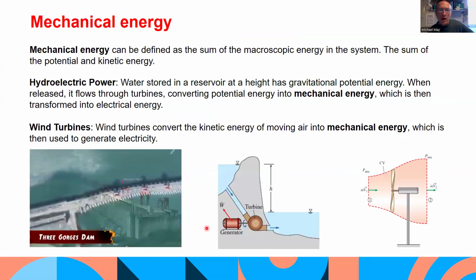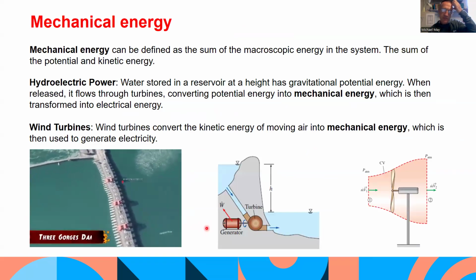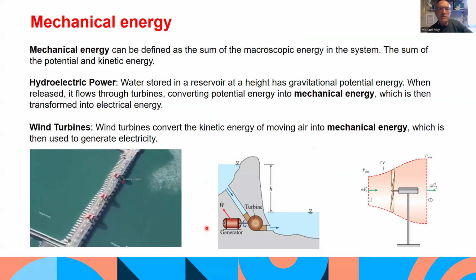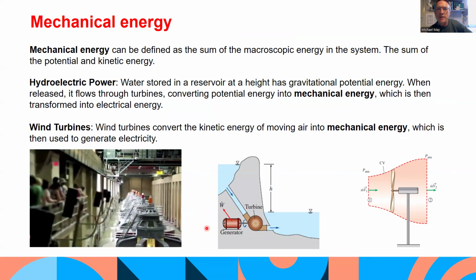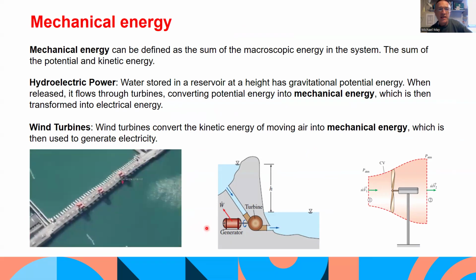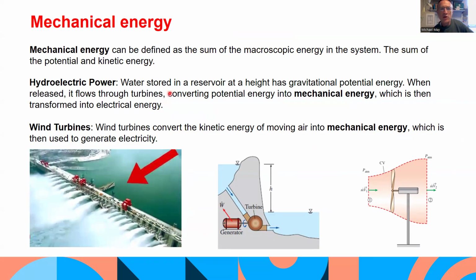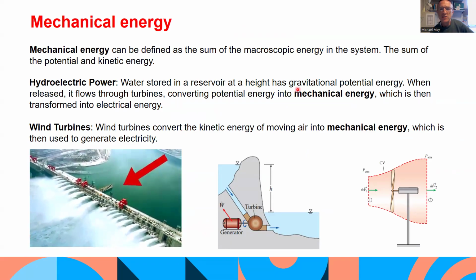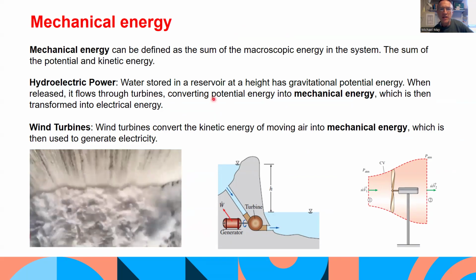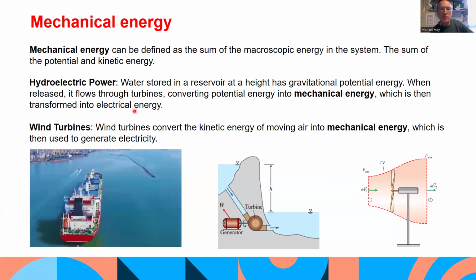There's another form of energy, and it's called mechanical energy in engineering systems. It can simply be defined as the sum of the macroscopic energy in the system. In other words, the sum of the potential and kinetic energies. A couple of examples would be hydropower. Water stored in a reservoir at a height has gravitational potential energy. When released, it flows through turbines, converting potential energy into mechanical energy, which is then transformed into electrical energy.